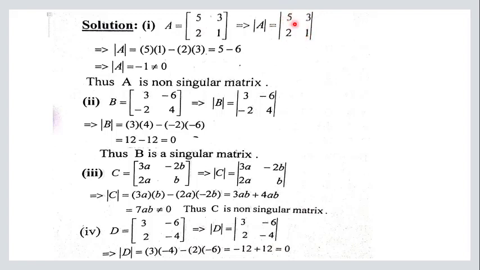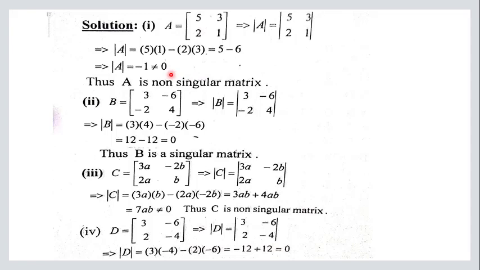Now what do we do? 5 multiplied by 1 minus 2 multiplied by 3. So we get the answer 5 minus 6 is equal to minus 1. So the determinant is minus 1, and this minus 1 is not equal to 0. Therefore, A matrix is a non-singular matrix. This matrix is not a singular matrix.